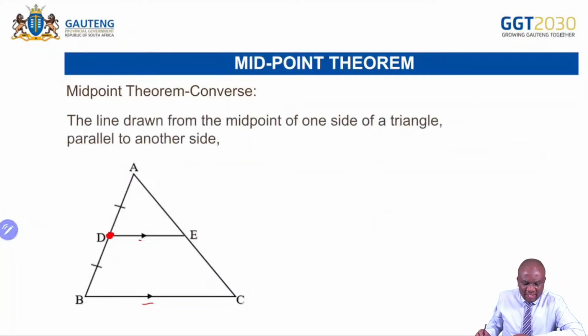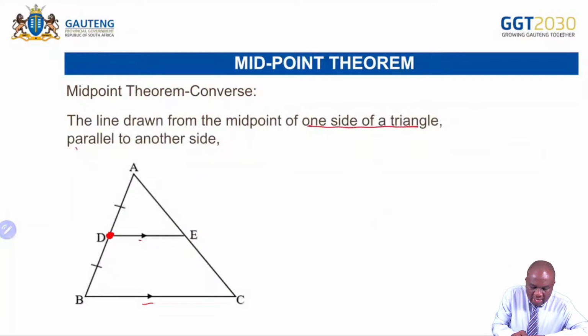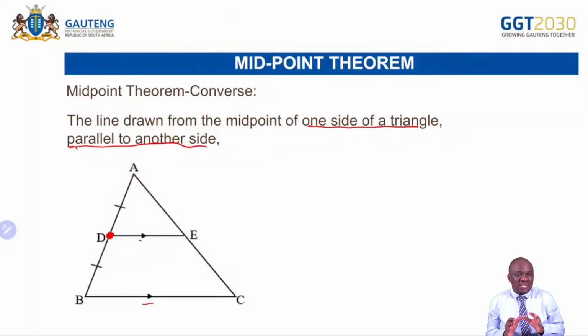So we're saying that a line drawn from the midpoint of one side of a triangle parallel to another side, that's the line DE. And then what does this line DE do? It bisects the third side. Bisecting means what? Dividing into two equal parts. Meaning that this line DE will cut or divide AC into two equal parts. Meaning that AE is equal to EC.